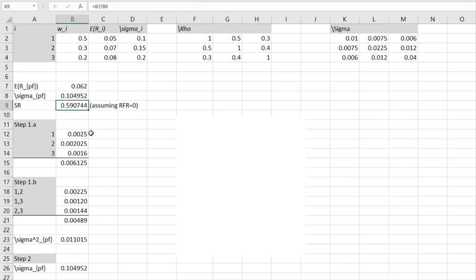And I have additionally calculated the Sharpe ratio. This is a risk-adjusted performance measure that sets the expected return in relation to the volatility. It is defined as the excess return over the risk-free rate divided by the volatility. If we assume that the risk-free rate is 0, then it's simply the expected return divided by the portfolio volatility.